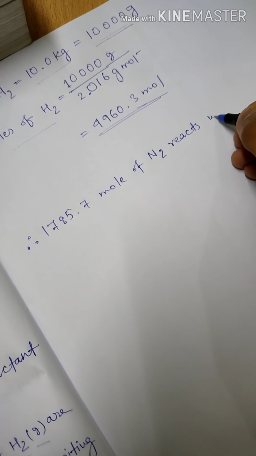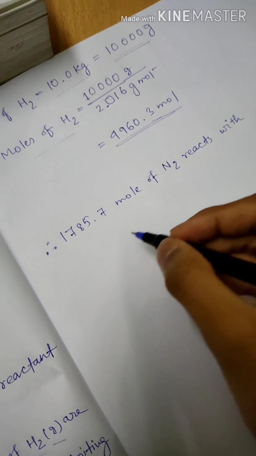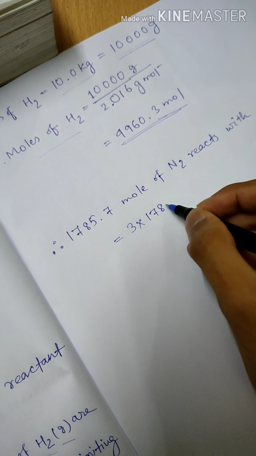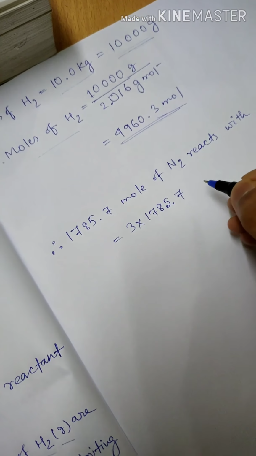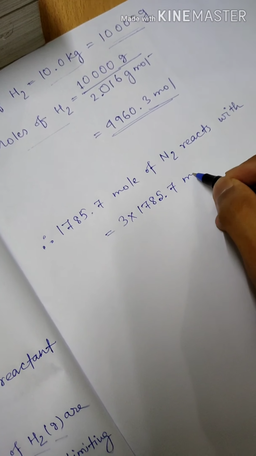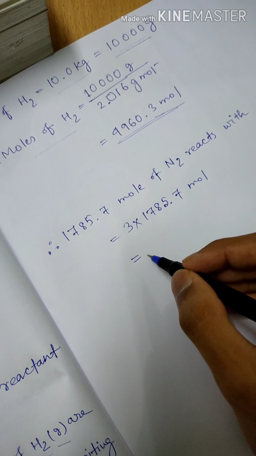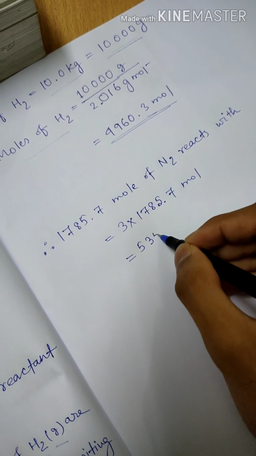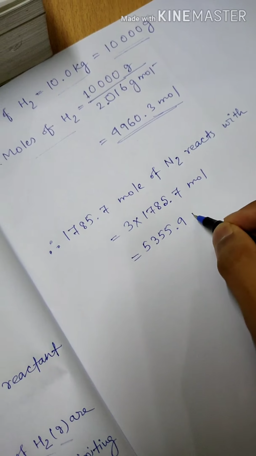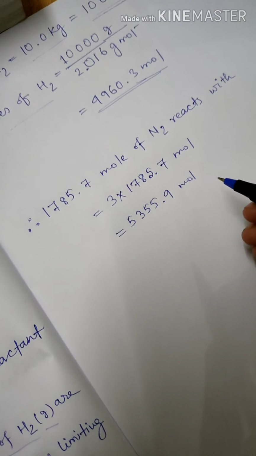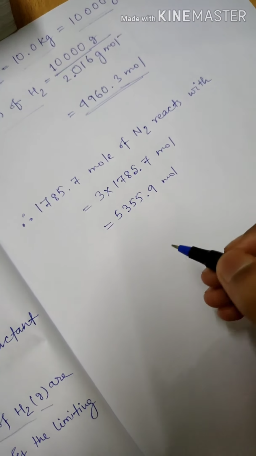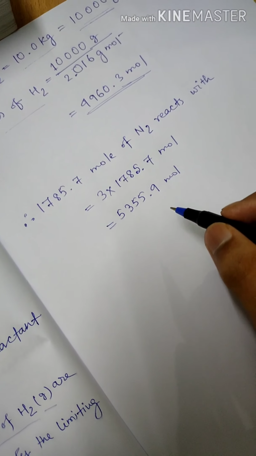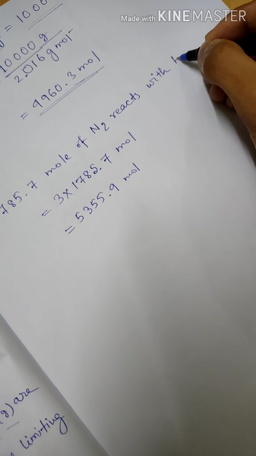reacts with hydrogen, meaning 3 into 1785.7 mole. So if we multiply this, then the result will be 5355.9 mole, okay. Now see, but we have, sorry, here hydrogen is there.